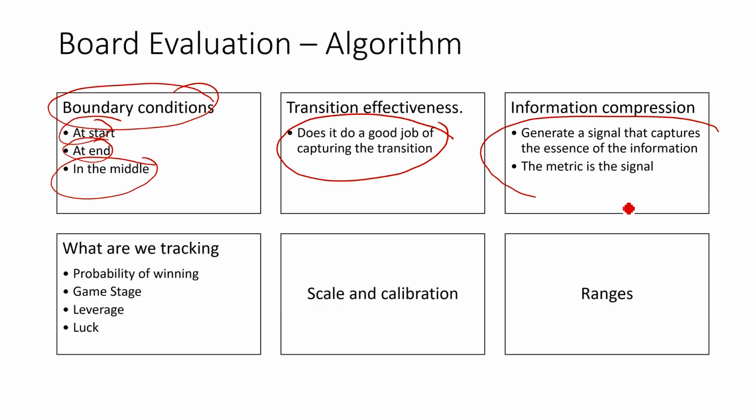Does it compress everything that we need to capture as part of capturing the essence of the game and the transition in the states and the stages of that game? Fourth, what exactly is it that we're tracking? One thing that we're tracking as far as the signal is concerned is probability of winning. This is key, right? This is the element that we want to get.